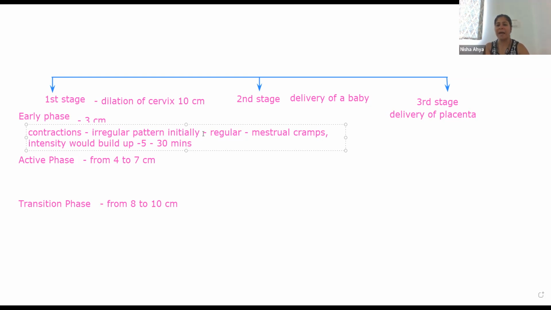You should not panic and rush to the hospital when your contractions are still far apart, because this early labor phase can last from 8 to 12 hours. Okay, so once your contractions are 5 to 6 minutes apart, you can reach out to the hospital.